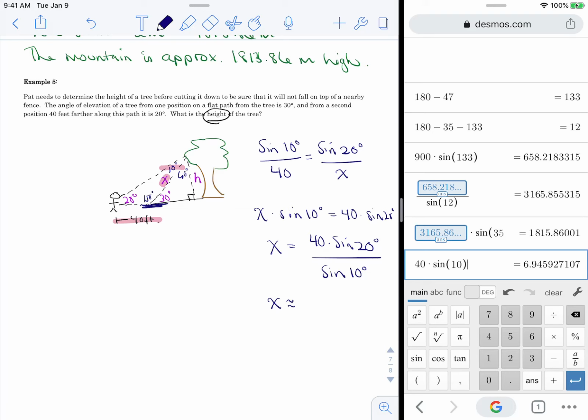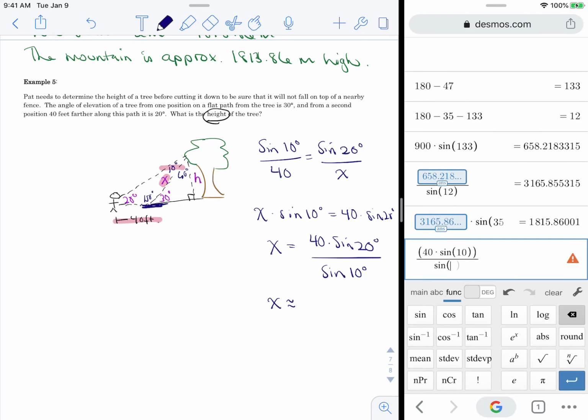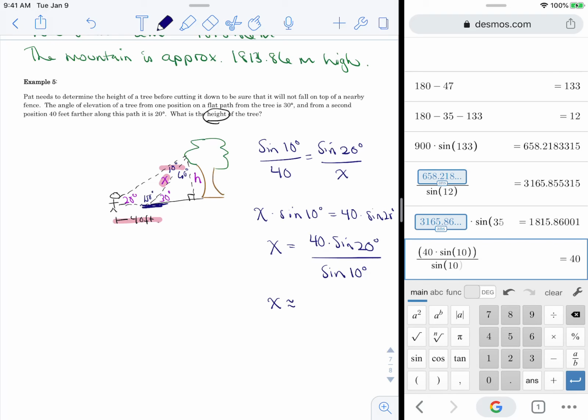If I want the whole thing in my numerator, I'm going to put the whole thing in parentheses, divided by sine of 10. Oh, I need to put in 20 degrees. Okay, so 40 times sine of 20 degrees divided by sine of 10 degrees is 78.78 or 9 feet. But that's not what you want. You want the height there.